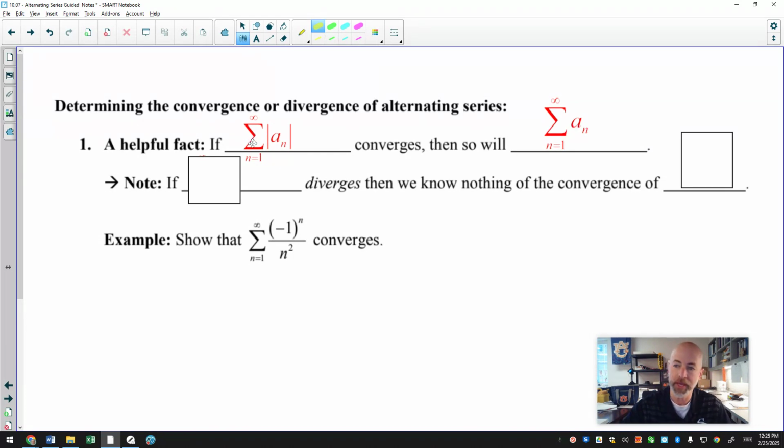So if you can, try considering the absolute value of your series. And if that converges, then you don't need to worry about the alternating series test. And if the absolute value diverges, that tells us nothing about the convergence or the divergence of the original series.